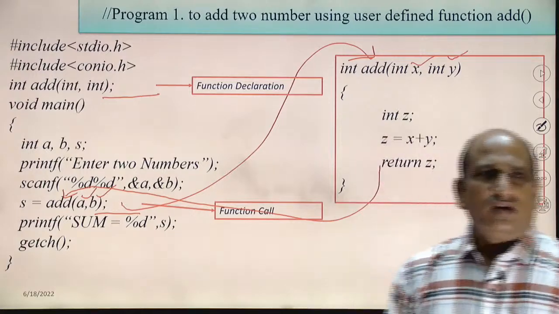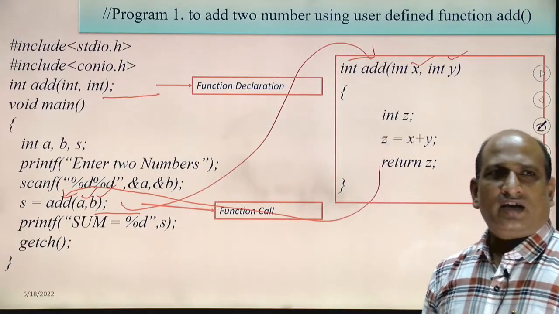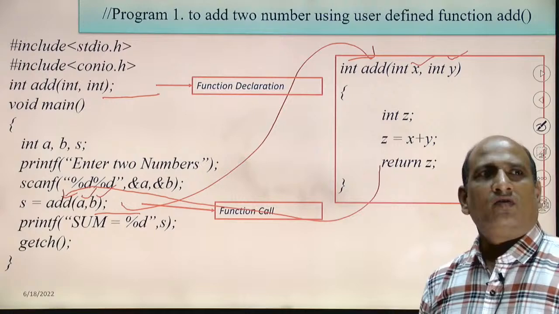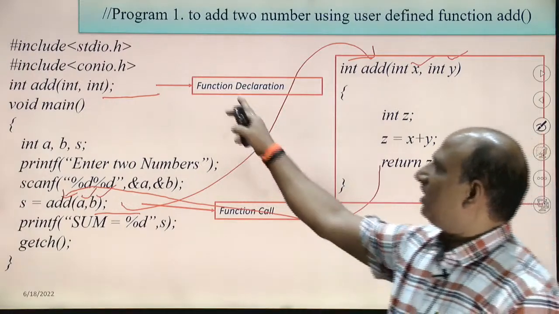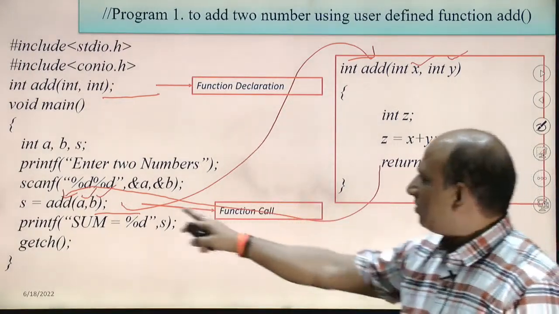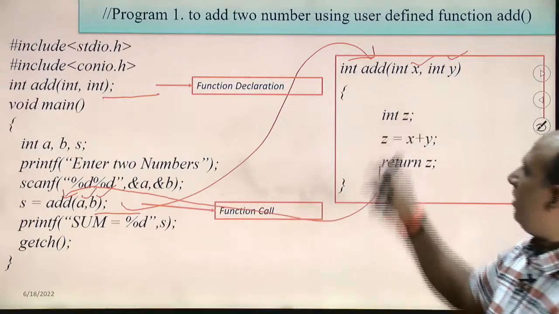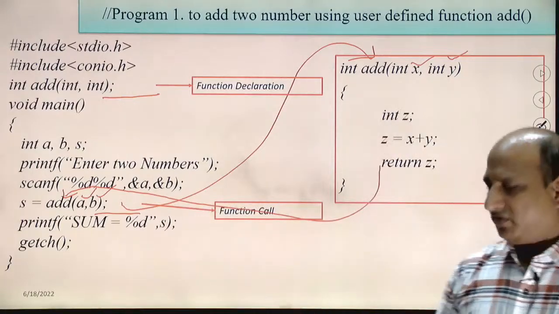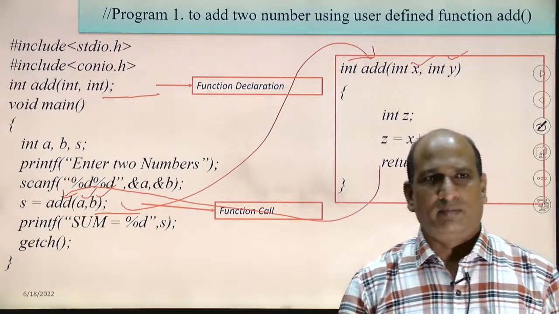Now this is the function call that I have already told you. First, this one is the declaration of the function, this is the calling of the function, and whenever calling happens, this type of jump of control will happen.